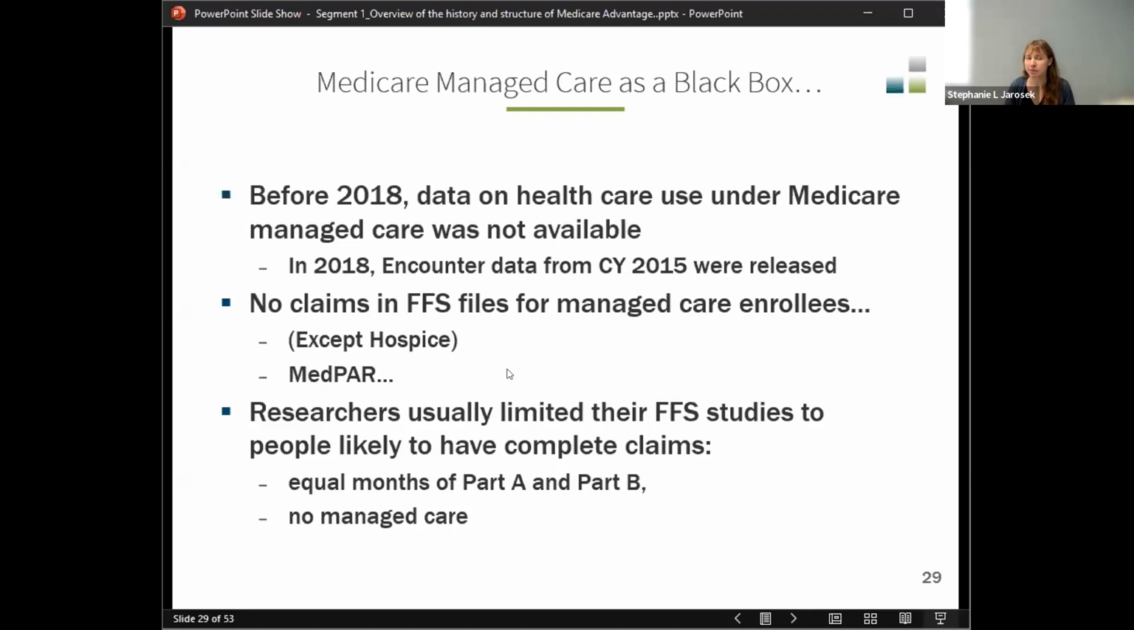The MedPAR we'll also be talking about later. That's another one where we maybe had some information on managed care enrollees.